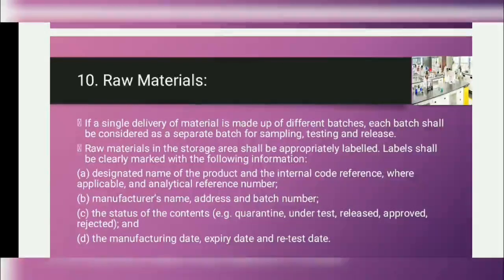Next is manufacturer's name, address and batch number. Next is the status of the content. What is the status of the content? Whether it is quarantine, under test, released, approved or rejected. And the last is the manufacturing date, expiry date and retest date. So the label of raw materials must contain all these things: name of the product, manufacturer's name, address and batch number, status of the content, and manufacturing date, expiry date and the retesting date.